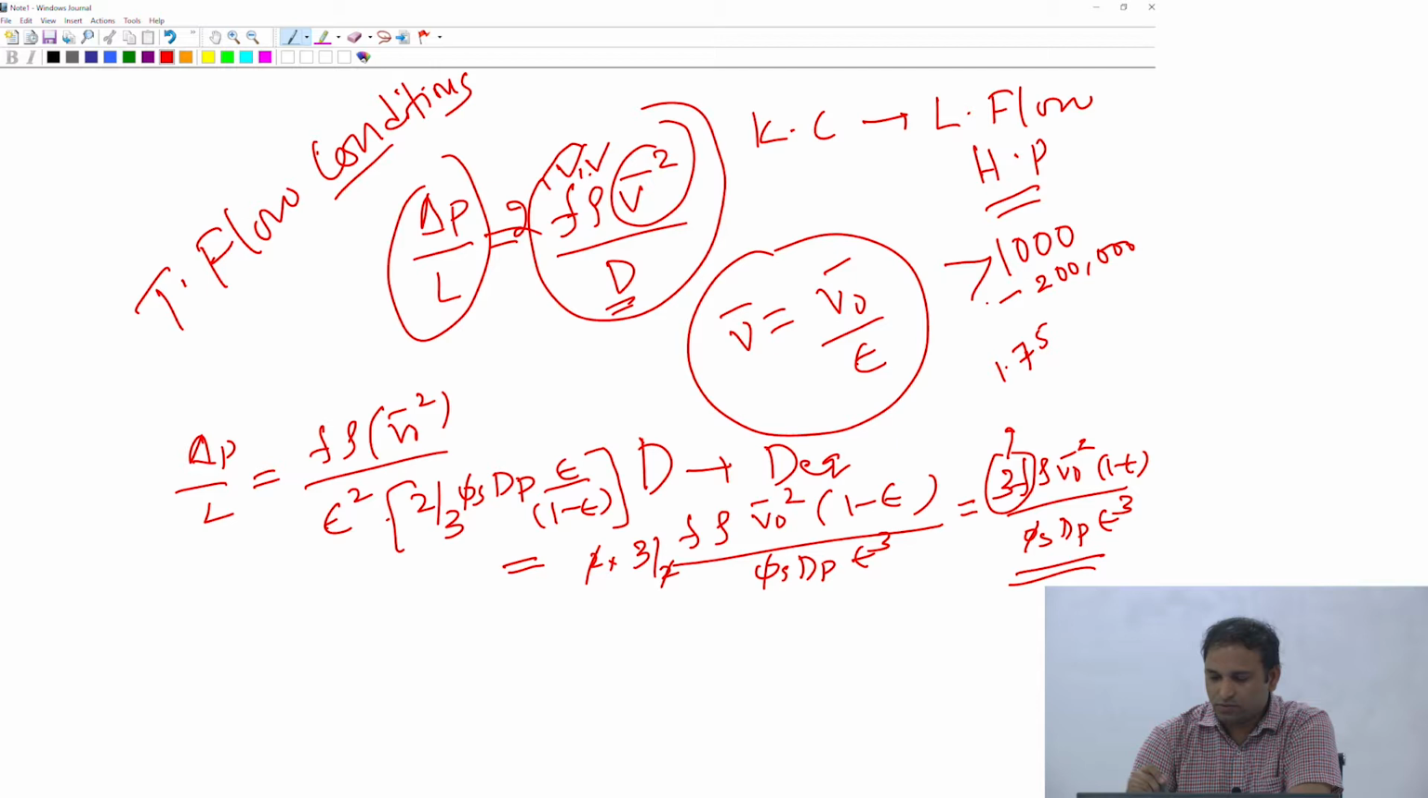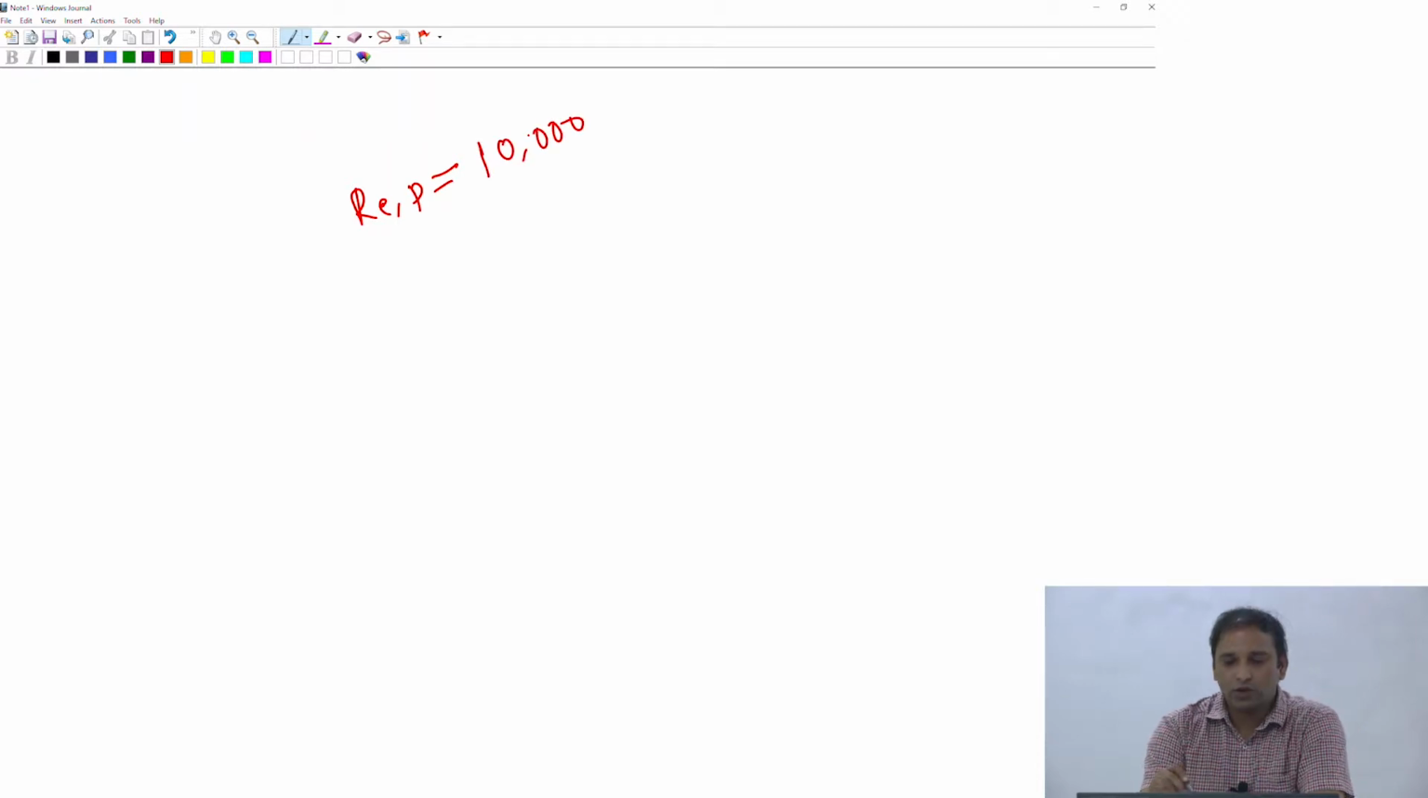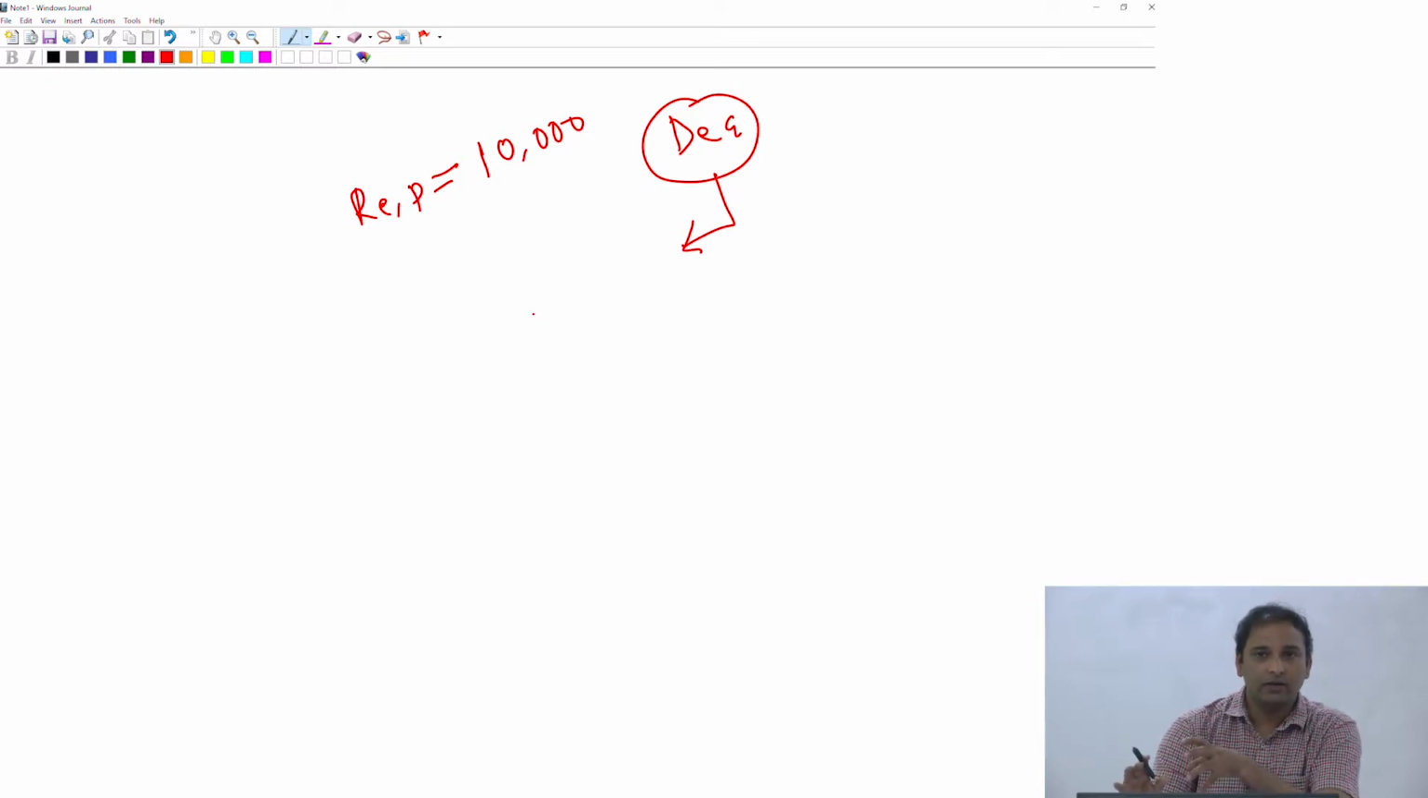Therefore, now this 1.75. If you go back and look it up, say that I have a Reynolds number condition of the order of, say, 10,000. Now I know what the D equivalent is. You use that and back-calculate the Reynolds number that corresponds to the flow of the fluid through the pipe. It turns out that the Reynolds number would be of the order of 4,000.